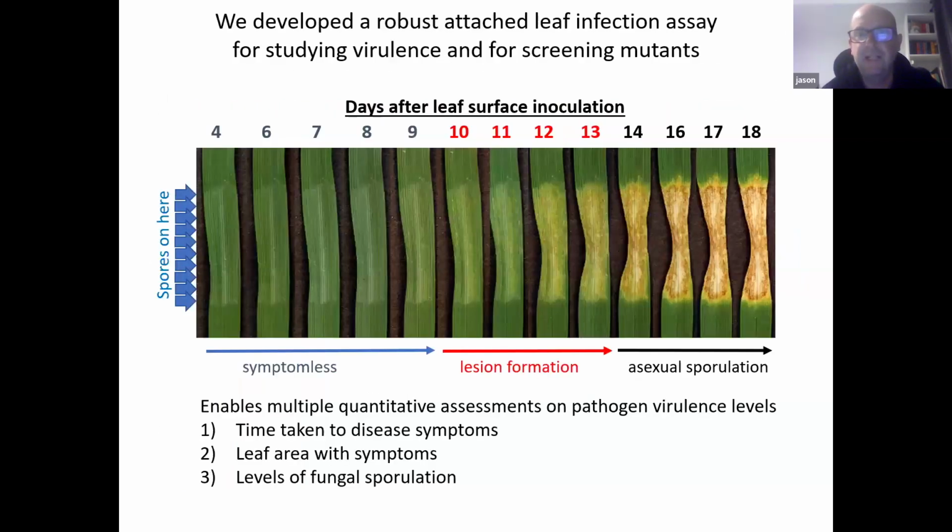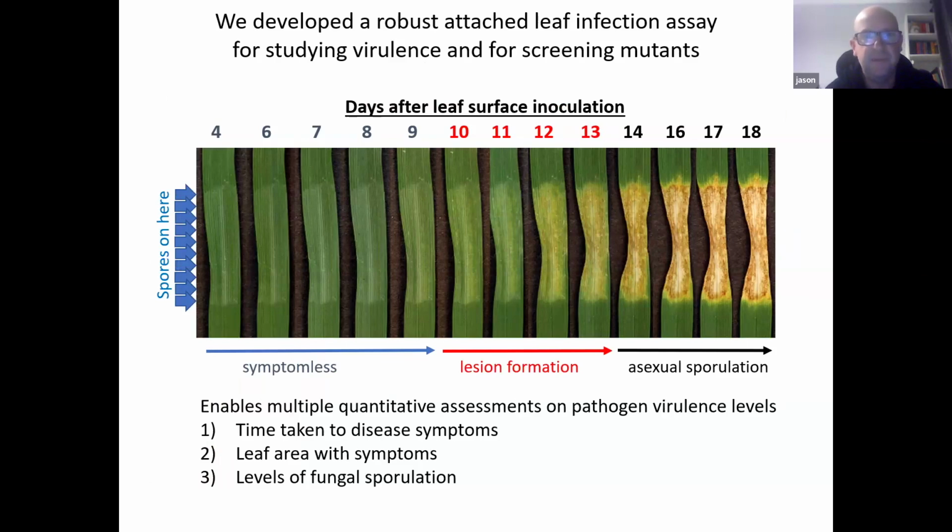So the other key aspect for the work we do is to look at the virulence assays of the fungus on wheat leaves. This was one of the better experiments we ever did way back in the day, where we set up an attached leaf infection assay, which you can see here, where we put spores on the surface of a wheat leaf, and we can photograph it every single day. In this case, it's from day 14 to day 18.